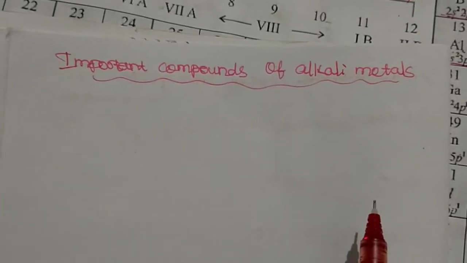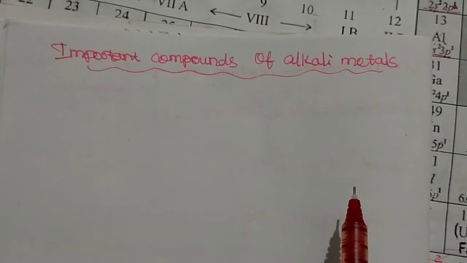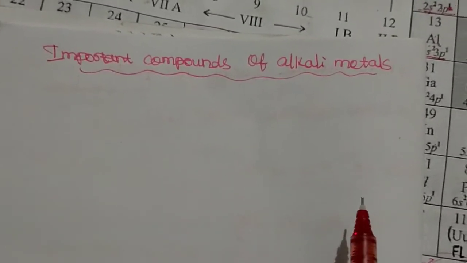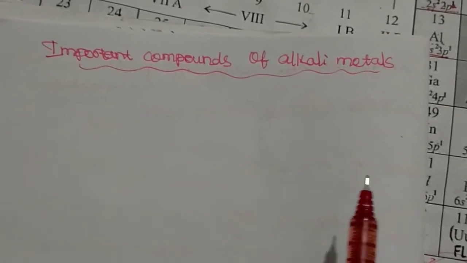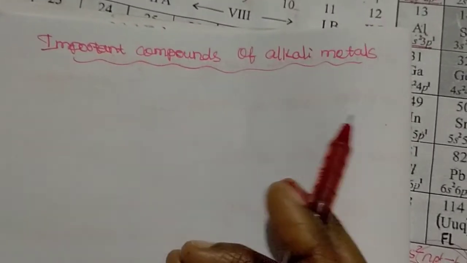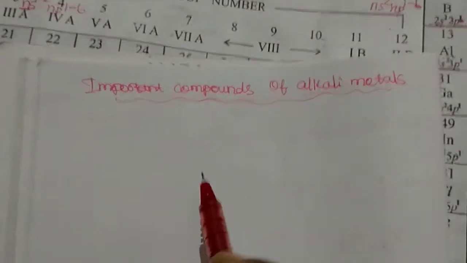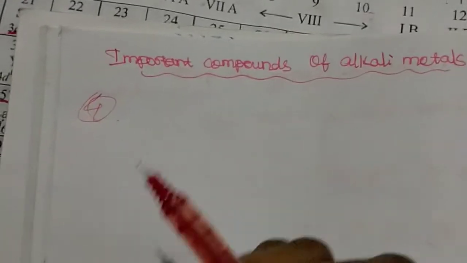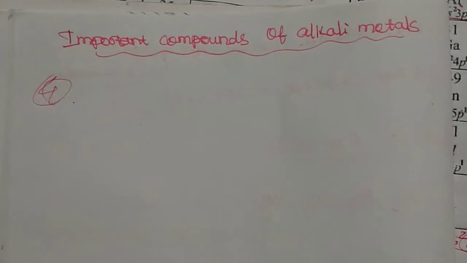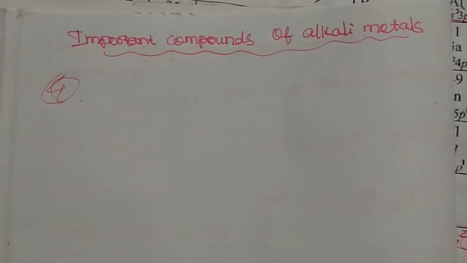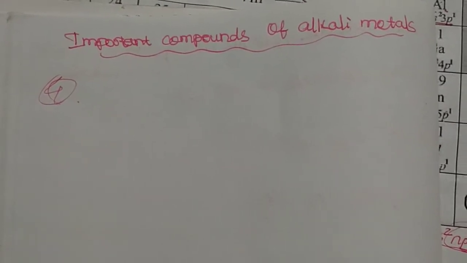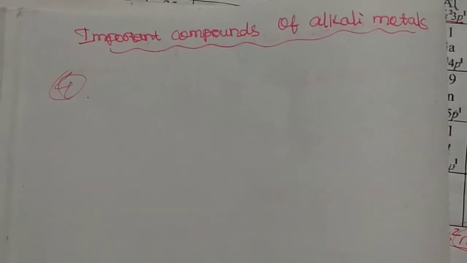Today's topic is important compounds of alkali metals. So, what are the compounds we use in our daily life? It's alkali metal compounds. We have four important compounds: sodium carbonate, sodium chloride, sodium hydroxide and sodium bicarbonate. In today's class we are going to discuss sodium carbonate and sodium chloride.